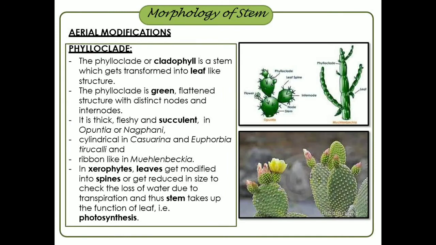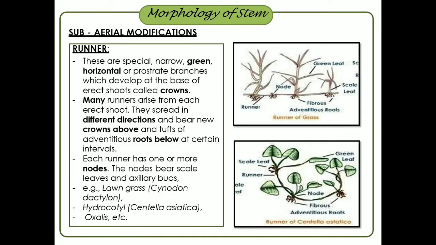Some plants of arid regions modify their stems into flattened, or fleshy cylindrical, Euphorbia, structures. They contain chlorophyll and carry out photosynthesis. Underground stems of some plants such as grass and strawberry, etc., spread to new niches, and when older parts die, new plants are formed.